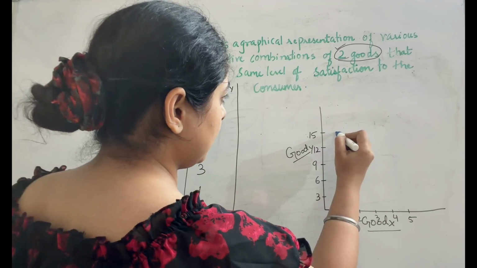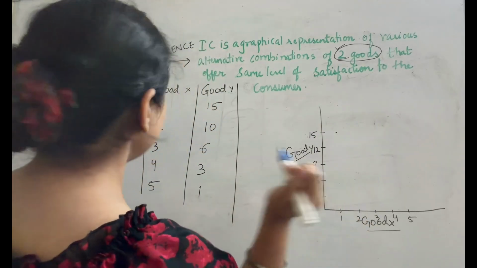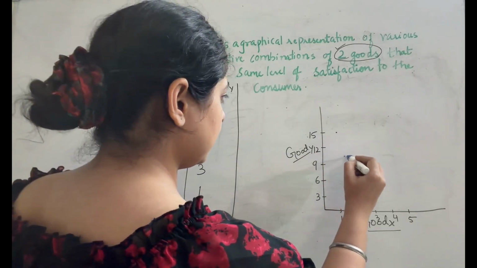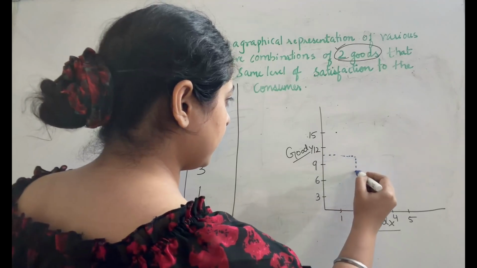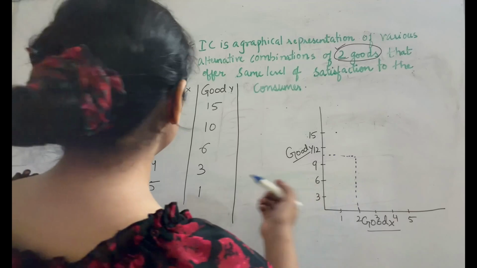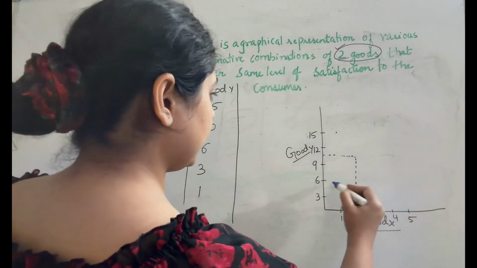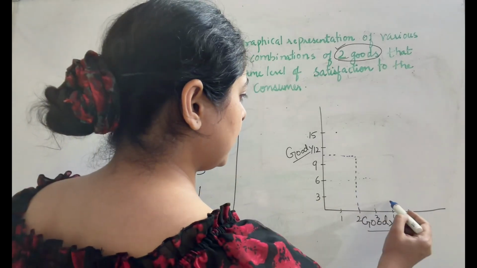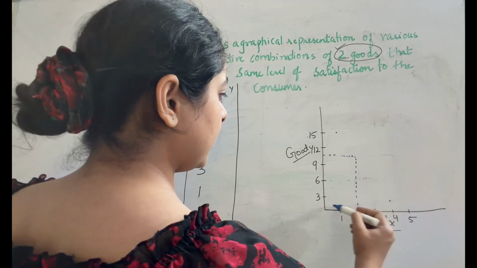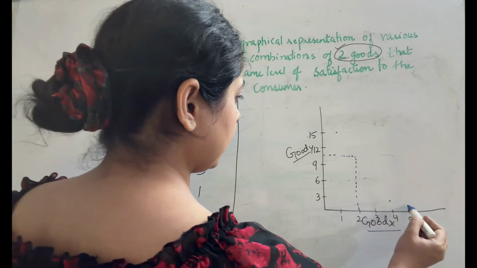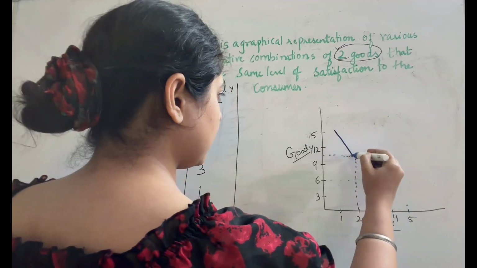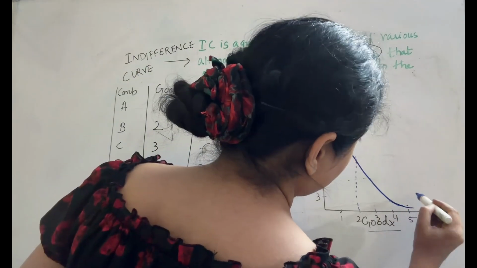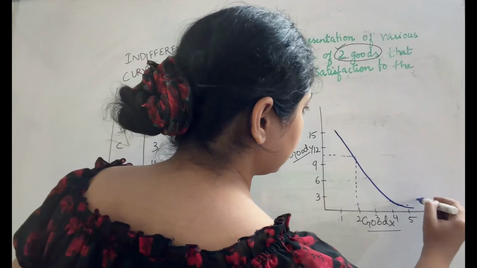Starting from good Y, the first combination A has 5 units of good Y and 1 unit of good X. Then 10 and 2, that is 10 units of Y and 2 units of good X. Next is 3 and 6, where we have 3 units of X and 6 of Y. Then the combination of 4 and 3, and then 5 and 1. If we join all these points together, we get a shape which is convex to the origin, and this is our indifference curve.